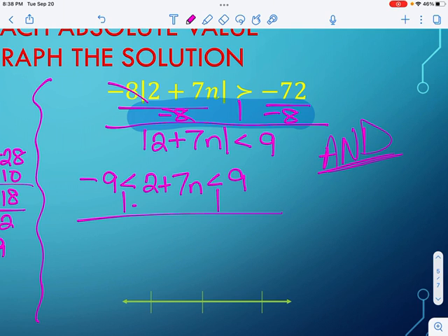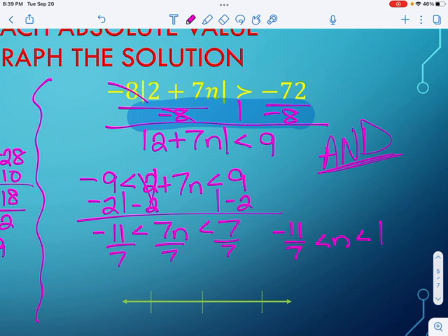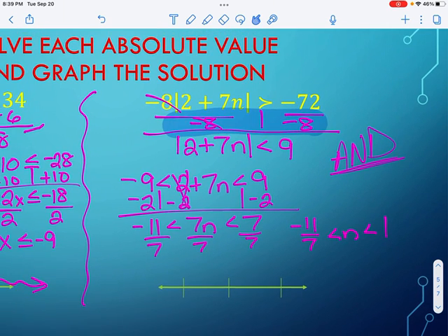So now at this point, I'm going to minus 2 from all the sides. So that gets me -11 is less than 7n, less than 7. I'm going to divide by 7 to all of those. And that's going to give me -11/7 is less than n, less than 1. Now, when I look at that, remember, 7 doesn't go into 11 evenly, so I'm just going to leave it as an improper fraction. So now I come down here to graph it.